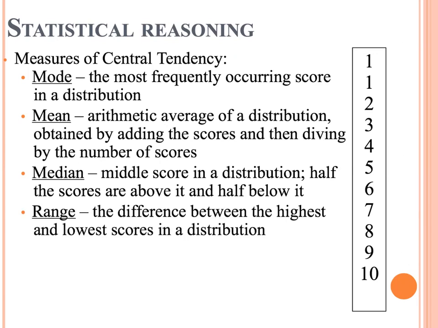The range is the difference between the highest and lowest scores in a distribution. So what's the difference between 1 and 10? The answer is 9. So the range would be 9.